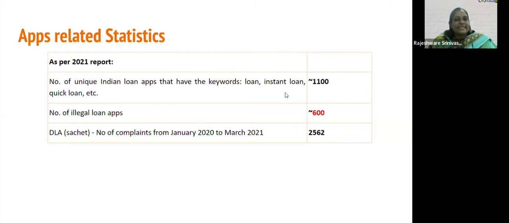So basically, it is more on the UX, the user experience, that will change. So that is where we are. Now they'll have to come out with different solutions where the lending will happen directly from the lender's account. The disbursement will happen directly from the lender's account.